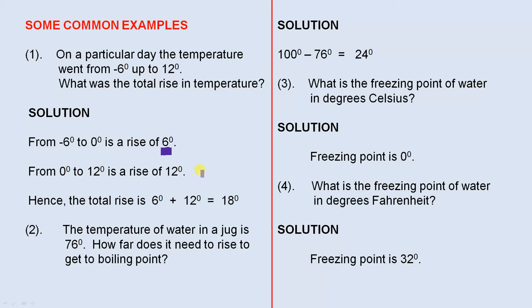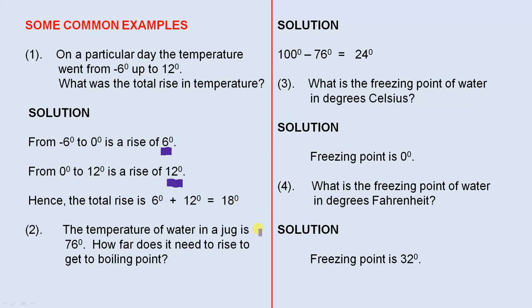From 0 degrees to 12 degrees is a rise of 12 degrees. So here we have two rises, one of 6 degrees and one of 12 degrees. Hence, the total rise, we add those together and we get 18 degrees as the total rise.